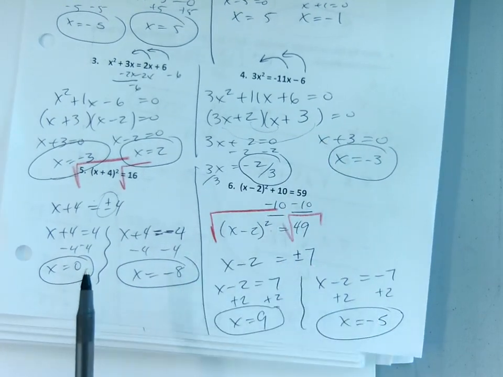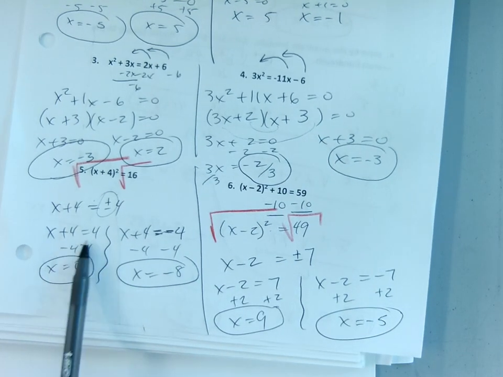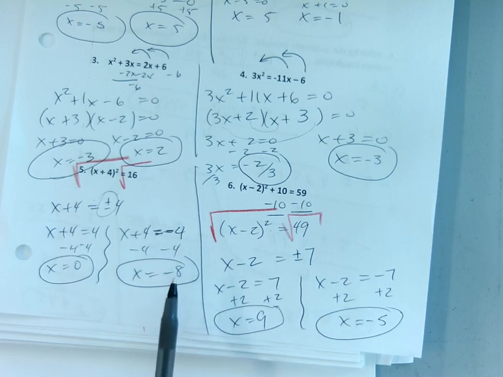Okay, and I solve my two mini equations. Minus 4, minus 4, I get 0. Minus 4 here, and I get a negative 8.